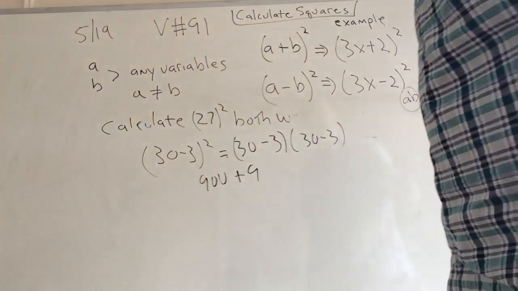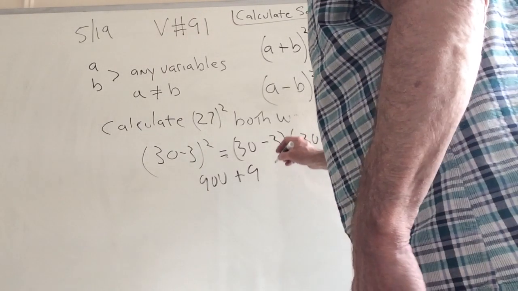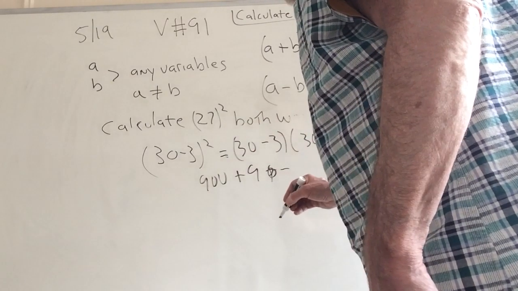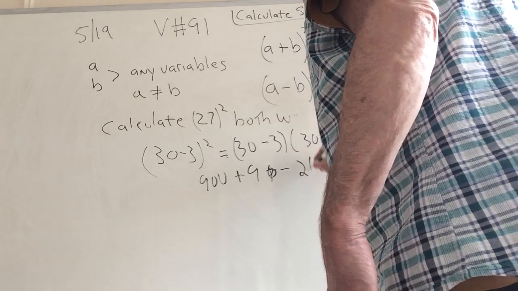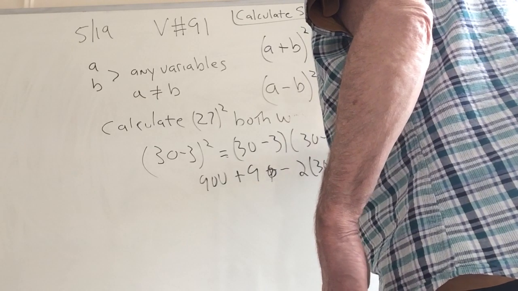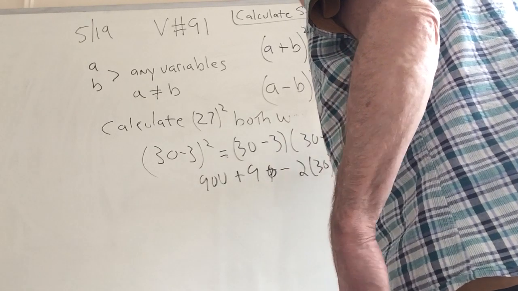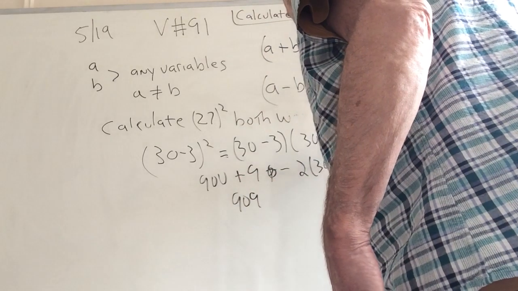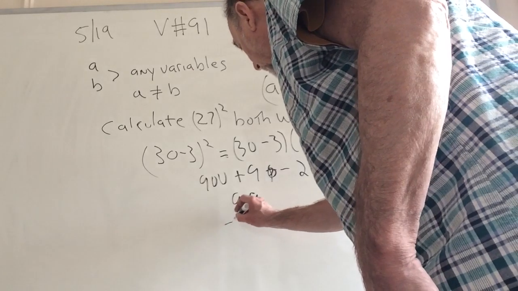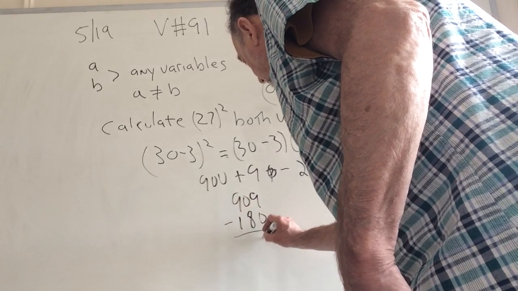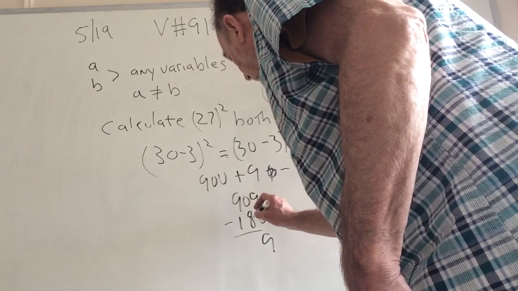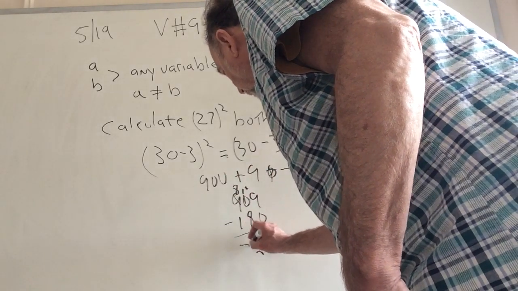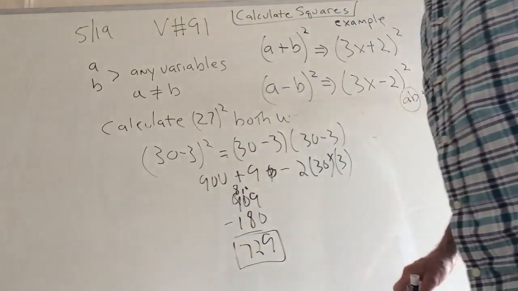Again, I'm just following the tracks of the math that I did before. Plus, minus now, because the second term is negative here, minus 2 times 3 times 30. And so when I put that all together, I get 909, and then 30 times 3 is 90, times 2 is 180, minus 180, and there's 9, and then we'll just borrow from our neighbors here. We won't bother with a calculator. And there you get the same answer all over again, 729.